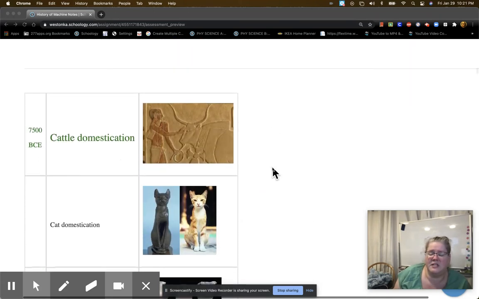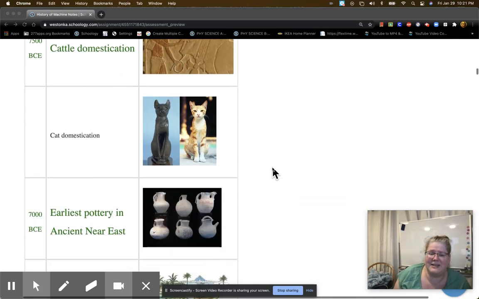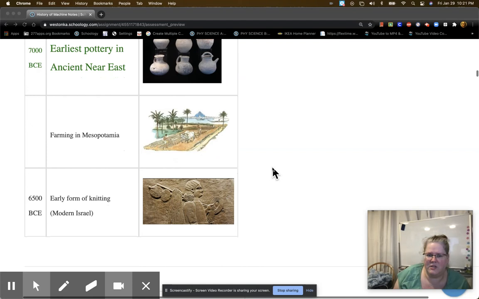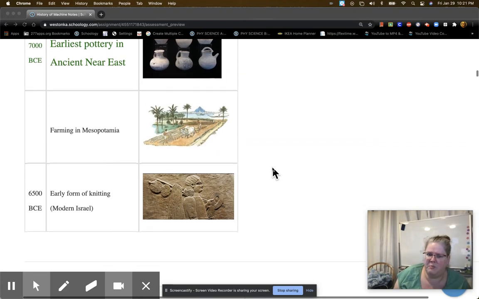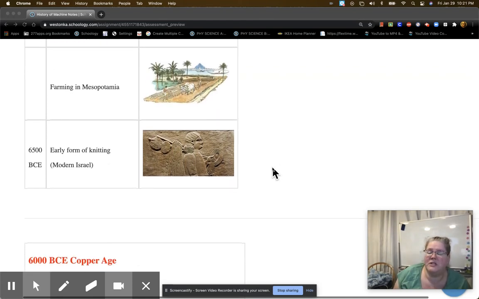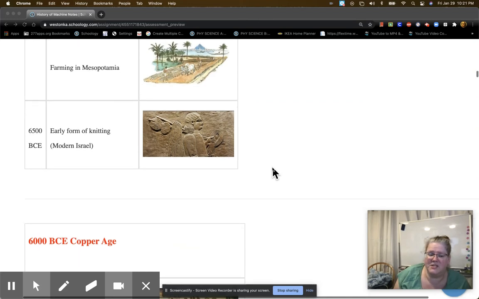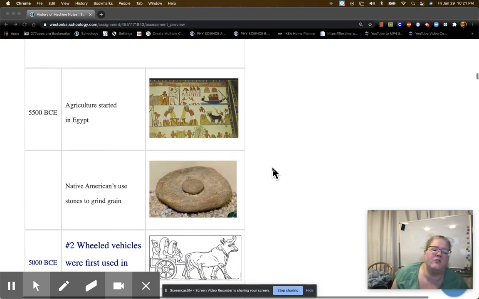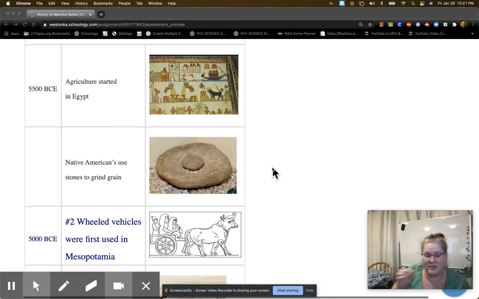7,500 BCE, we're seeing cattle domesticated, and the cat. Earliest pottery in the Near East. Farming now has spread to Mesopotamia in pretty big scale. Early form of knitting in modern Israel, 6,500 BCE. By 6,000 BCE, we've hit the Copper Age. Agriculture starts in Egypt, and so it's moving farther away from Mesopotamia, from the Middle East. Native Americans are using stones to grind their grain.